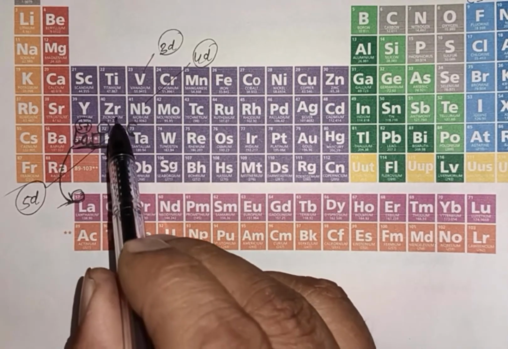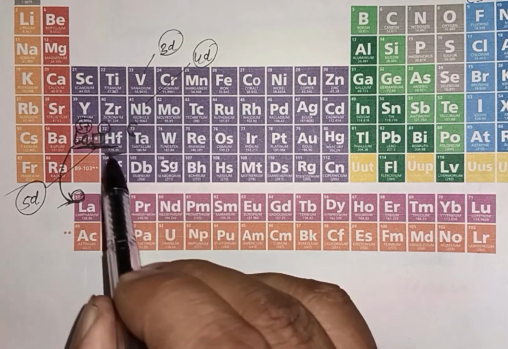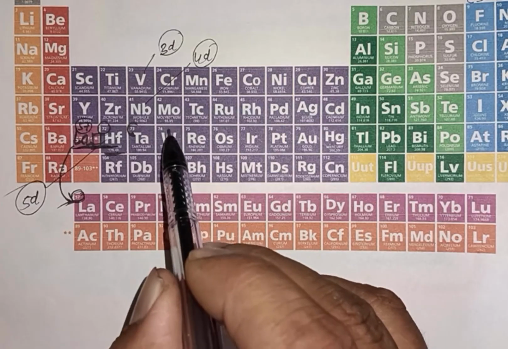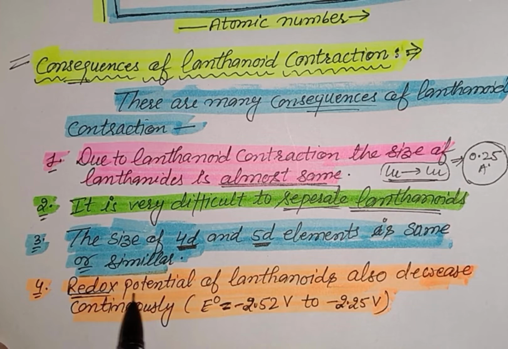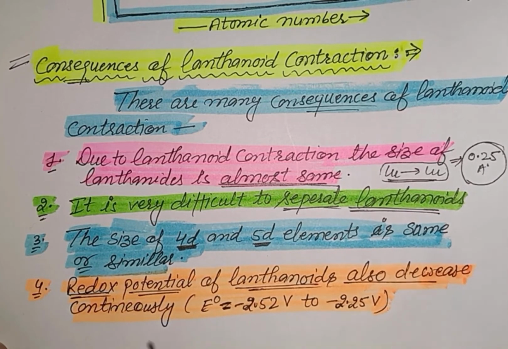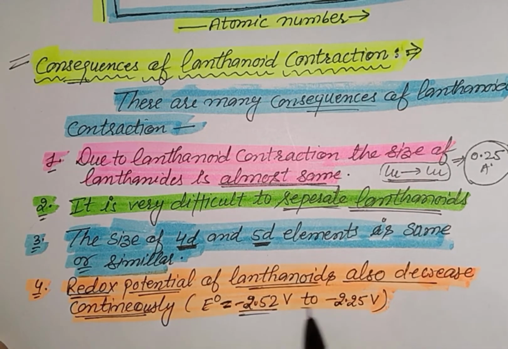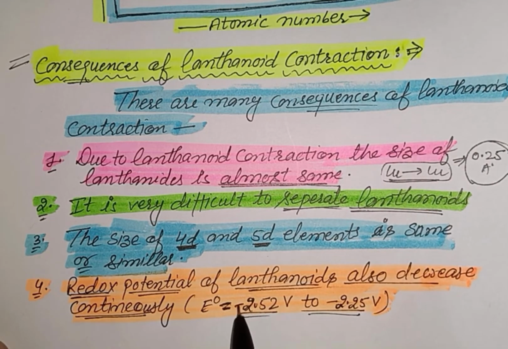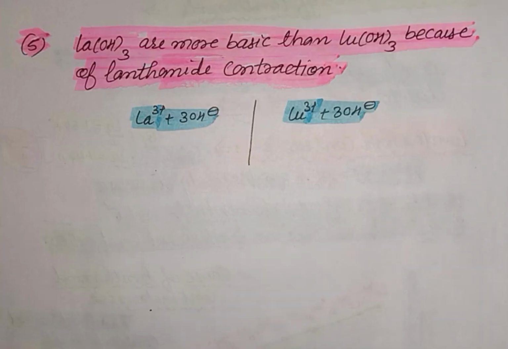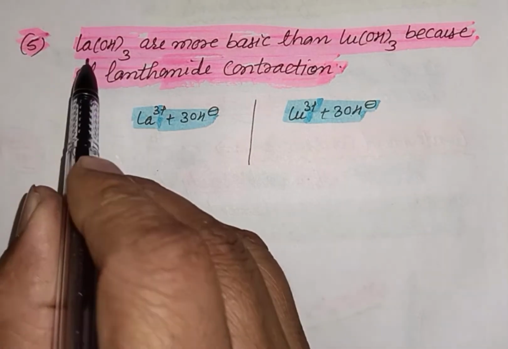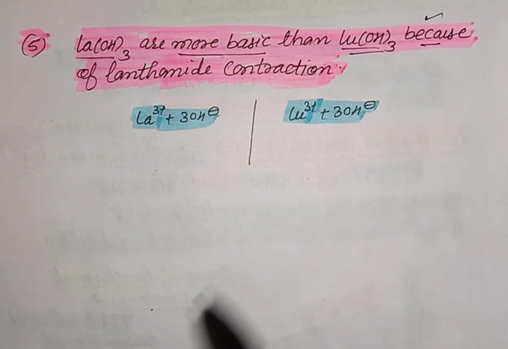Some elements like zirconium and hafnium, niobium and tantalum, molybdenum and tungsten have the same size in the 4d and 5d series elements. And because of the lanthanoid contraction, the redox potential of all the lanthanoids also decreases continuously, and there will be a very small change in the redox potential, from minus 2.5 volt to minus 2.25 volt. And the fifth consequence is that lanthanum trihydroxide is more basic than lutetium trihydroxide.